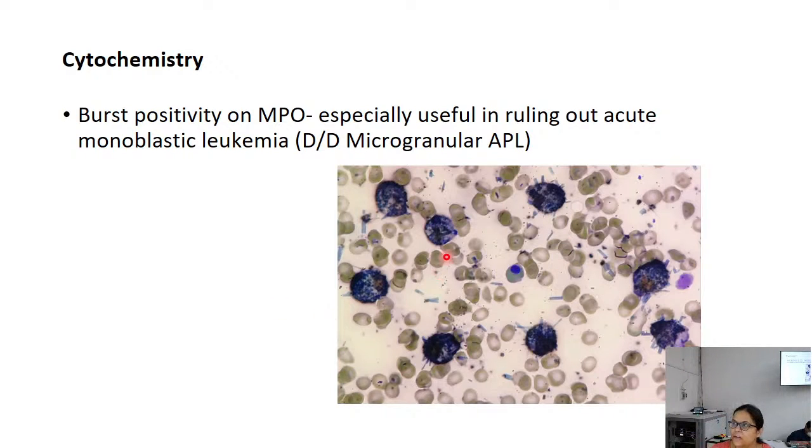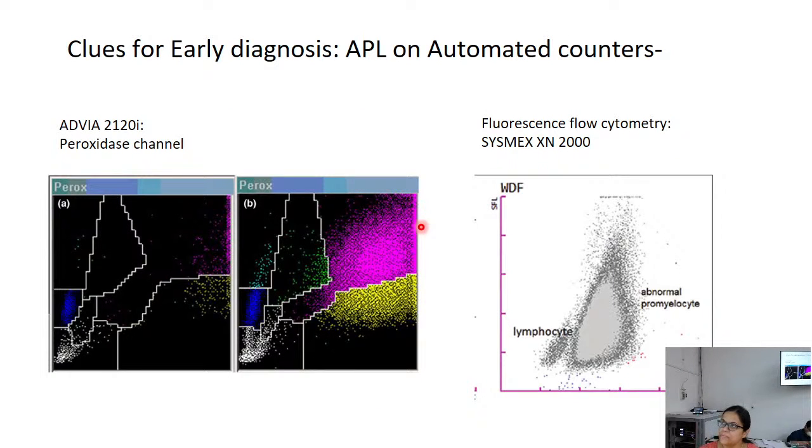On cytochemistry, there is a characteristic very strong granular positivity, with granules even obscuring the nucleus. This is often called burst positivity. This is characteristic of APL, and it is not seen in the monocytic leukemias, which are a close differential diagnosis. So we are able to diagnose it on the basis of morphology and cytochemistry.